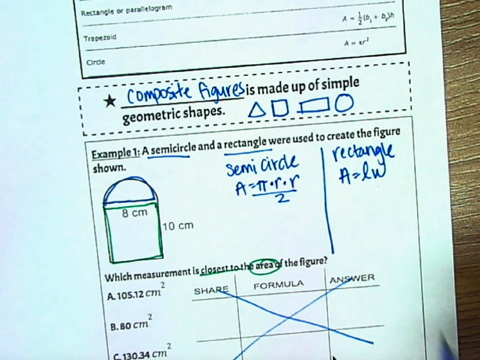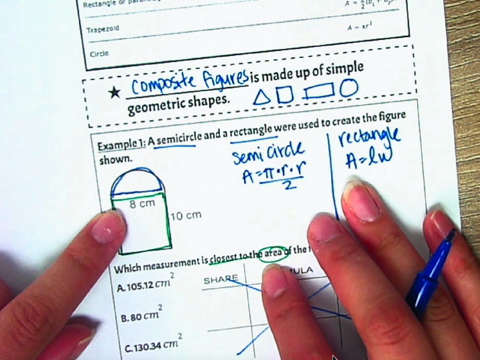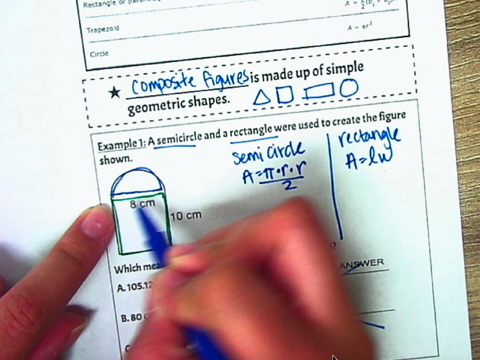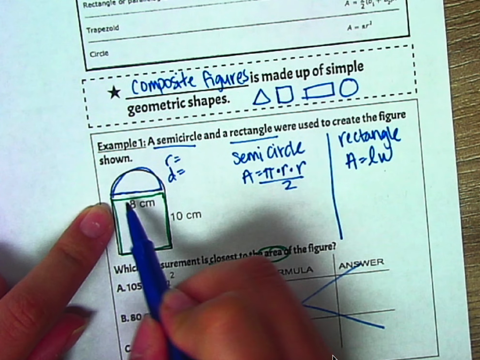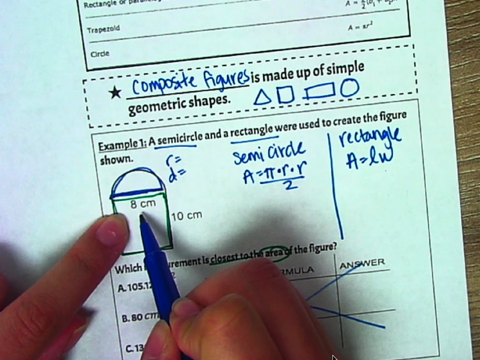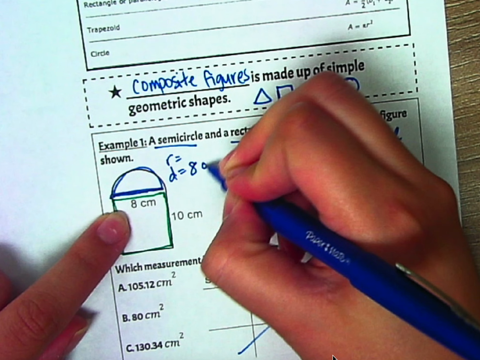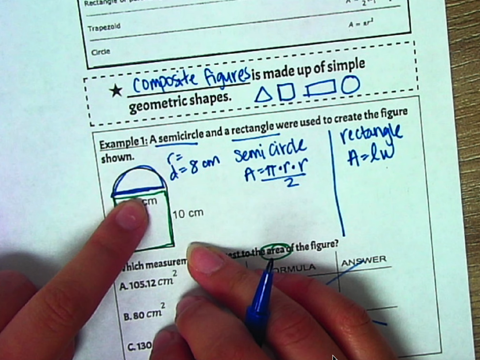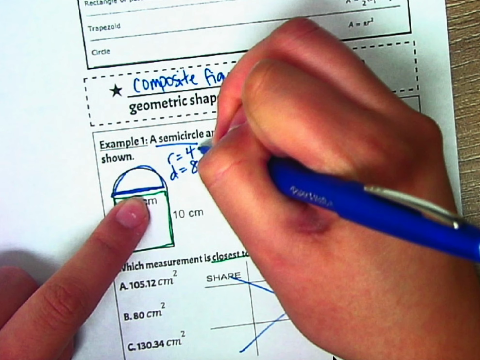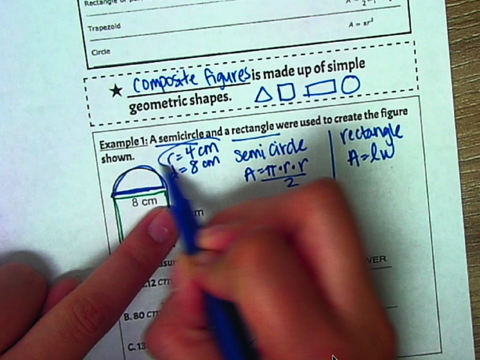Now that I got my formulas, the next thing I'm going to do is plug in my numbers. So I'm going to come over here and see what they gave me. I got to find my radius and my diameter for this semicircle. The line goes all the way across it. It's telling me it's 8. So I know that the diameter, the line goes all the way across. So 8 centimeters is my diameter. If I want to find my radius, I know that it is half of the diameter. So 8 divided by 2 is 4 centimeters. But I'm going to use the r for this formula, so I'm going to go ahead and circle that.